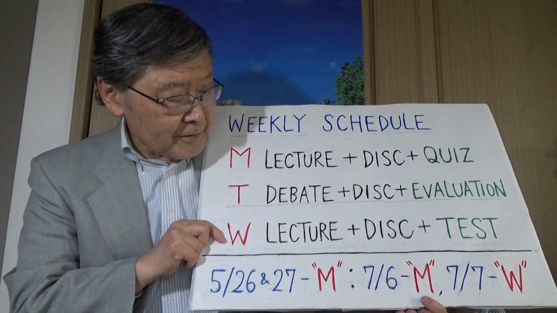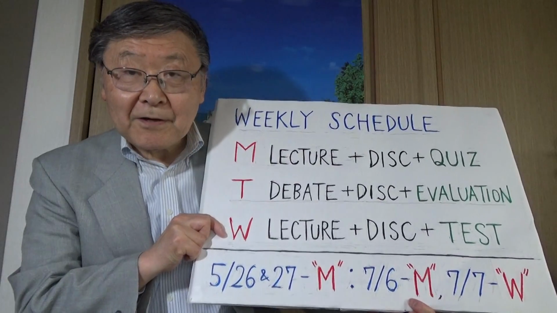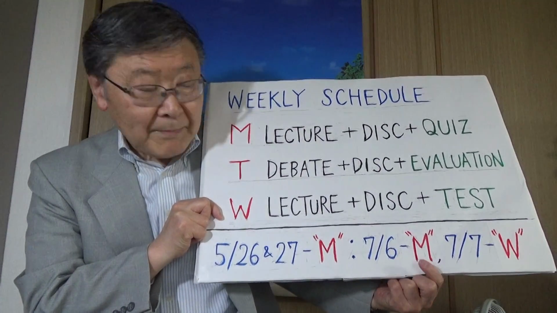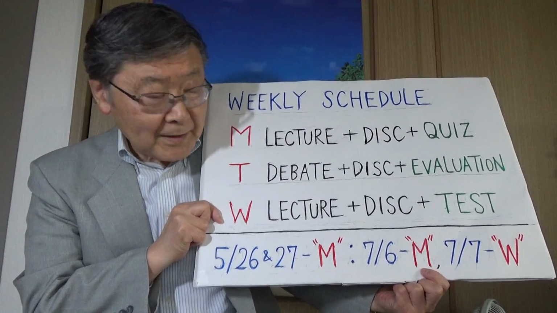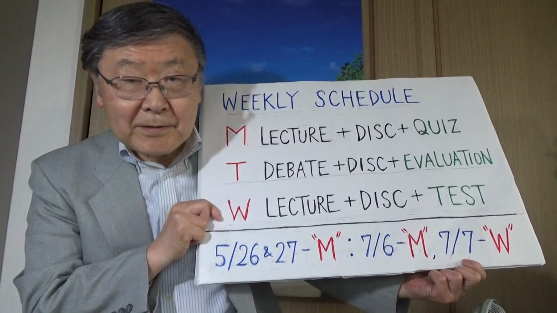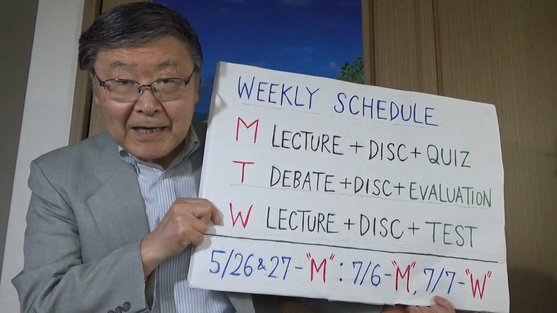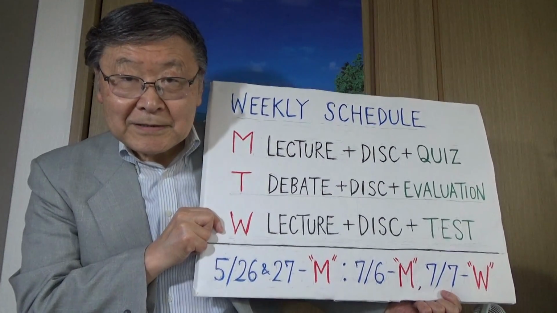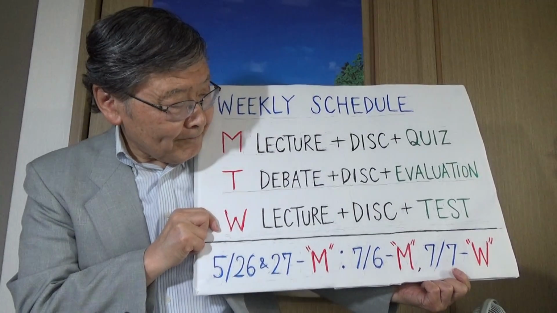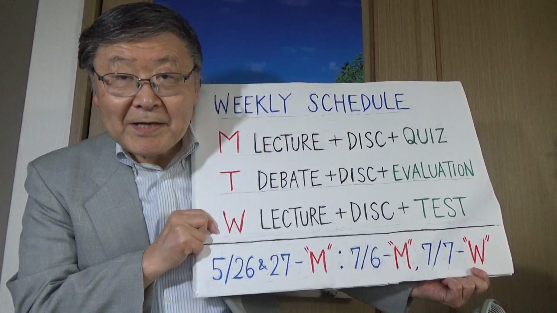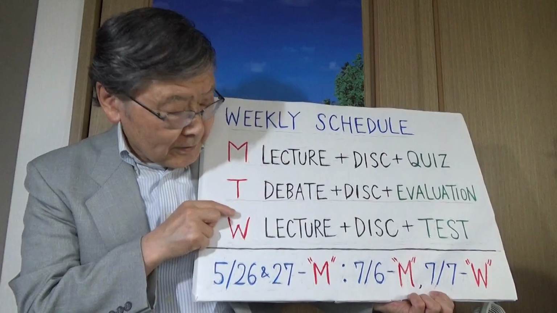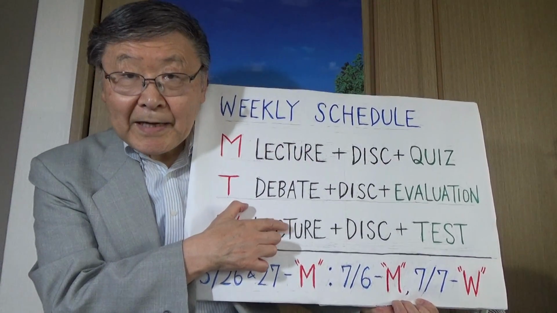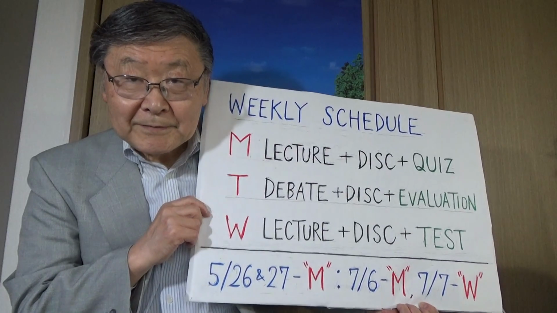After July 1st, we have 2 more days of class meetings online. June 6th, that's Monday, so following Monday's schedule. And then July 7th, that's Tuesday. But that's the last class online, so we'll follow the Wednesday schedule. That is to have a lecture on related issues, discussions, and a weekly test.